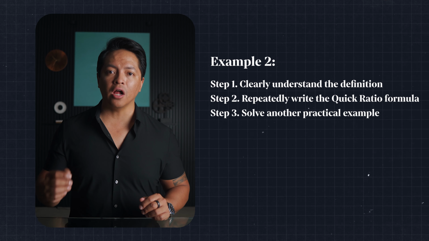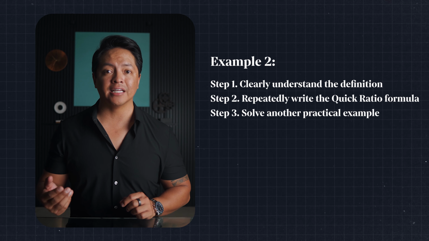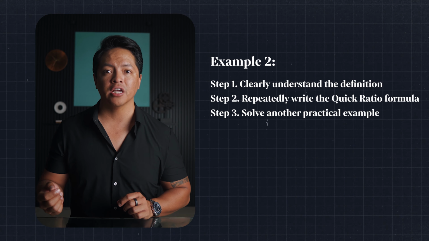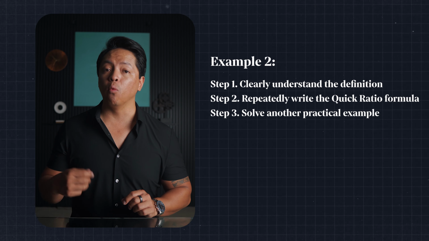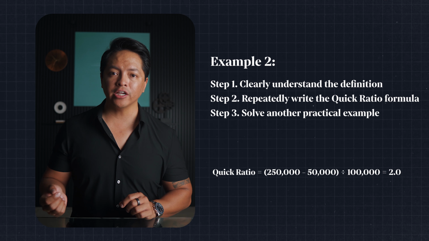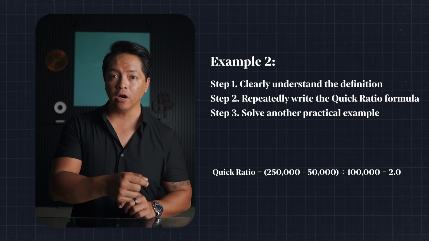Step 3. Solve another practical example. Suppose a business has current assets of $250,000, inventory of $50,000, and current liabilities of $100,000. The quick ratio equals $250,000 less $50,000 divided by $100,000 equals 2. This indicates excellent immediate liquidity.